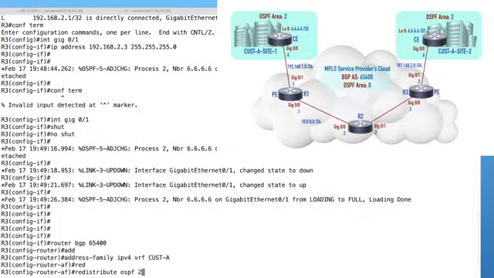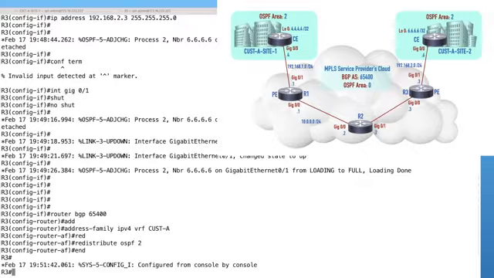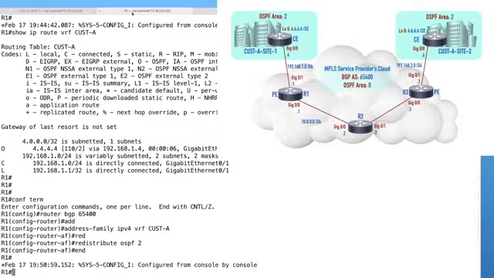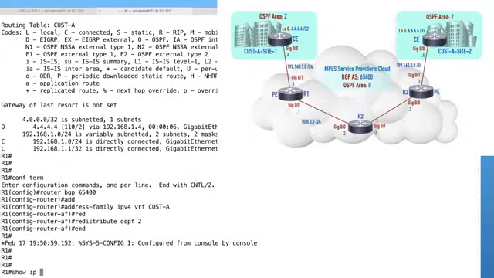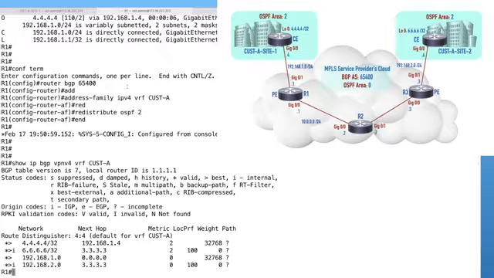Redistribute OSPF 2. Now, let's see if BGP on our provider edge routers knows about the loopback addresses of our CE routers. So let me go back to R1 really quick. Let's do a show ip bgp vpnv4 vrf customer A. Beautiful.